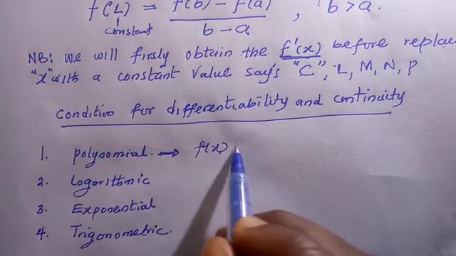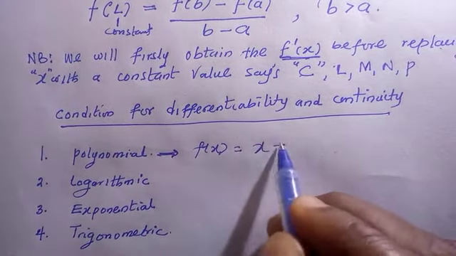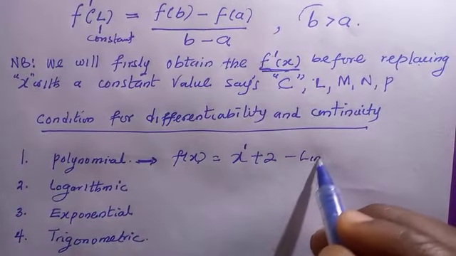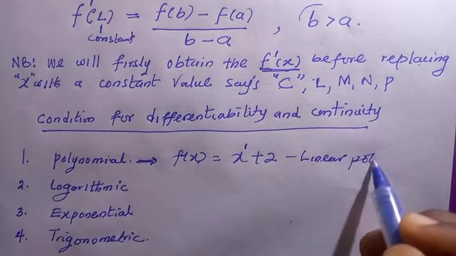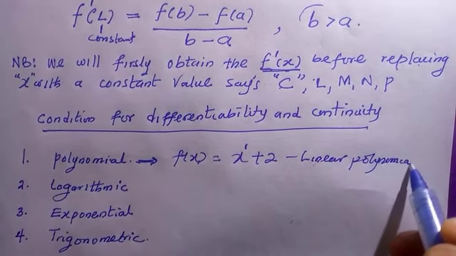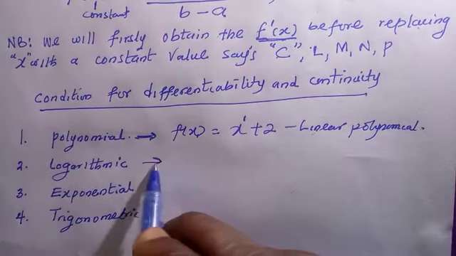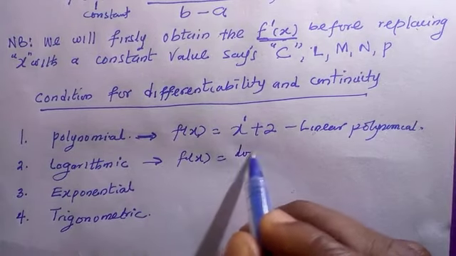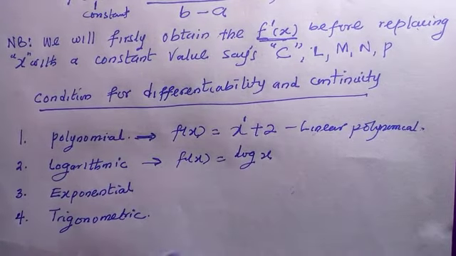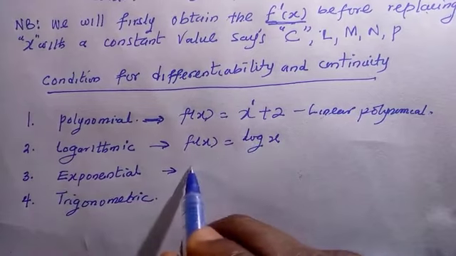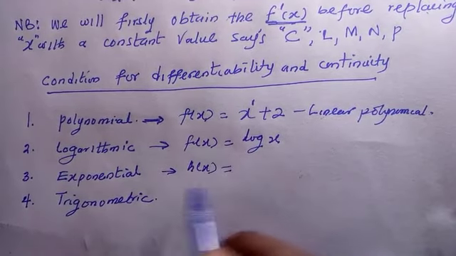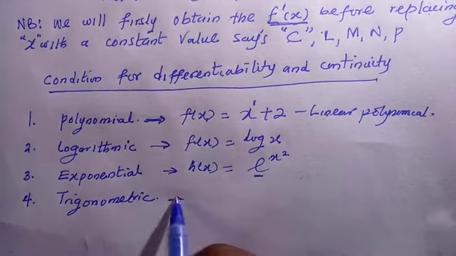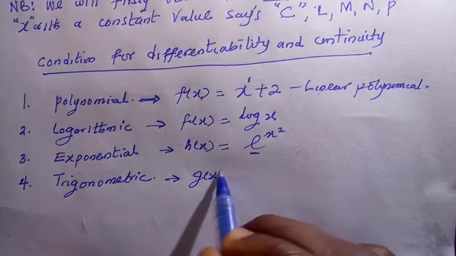And for the polynomial function, we have f of x equals x plus, let's say x plus 2, as this x is raised to the power of 1, which is a linear polynomial. I will not be able to explain this in detail here because I've done that in Rolle's theorem in my previous video. And we have logarithmic function. Suppose we have f of x equals log x, so that is logarithmic. Similarly with exponential, if you have h of x equals e raised to the power of x squared, this is exponential because e here is Euler's number. You can call it Euler.